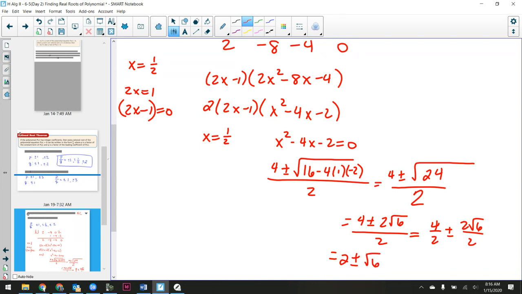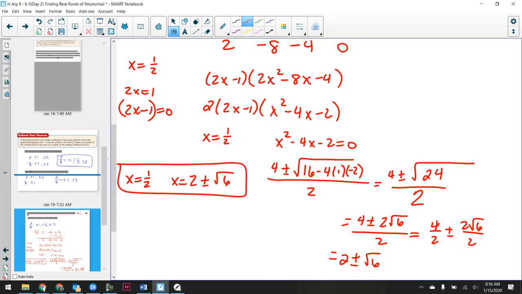So what are my roots? My roots are 1/2 and 2 plus or minus radical 6.